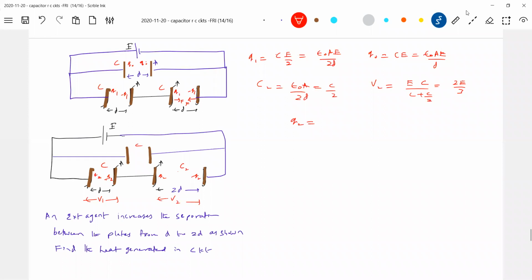So can we calculate the charge? C by 2 into V2, that is epsilon naught A by 2D, and V2 is 2E by 3. So epsilon naught A E by 3D. Okay, this is the charge Q2. Has it increased or decreased? Check it, compared to Q1. Earlier, what was the charge? It was Q1, no? And what was Q1? Epsilon naught A E by 2D. What is Q2? Epsilon naught A E by 3D. So definitely Q2 is less than Q1.